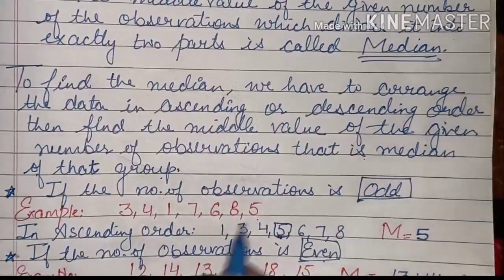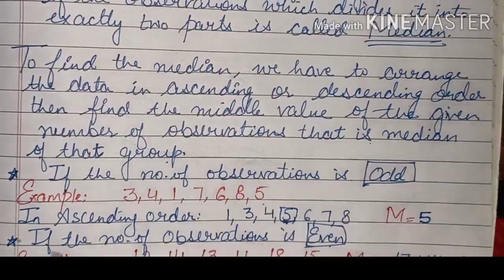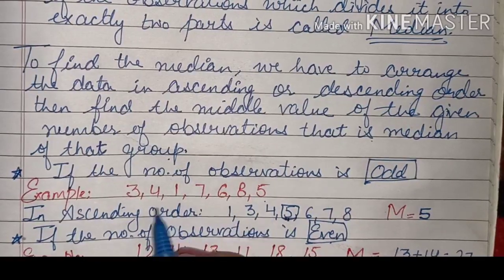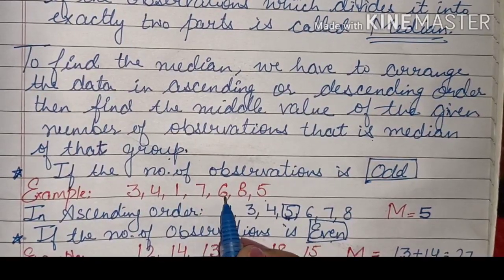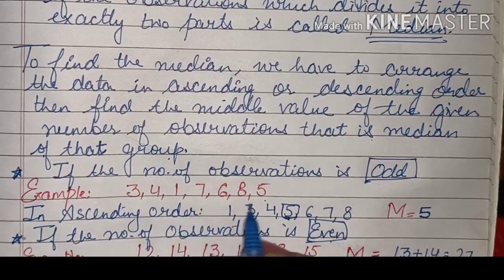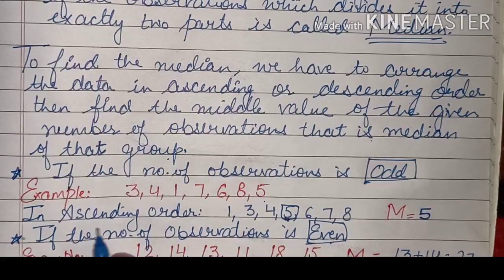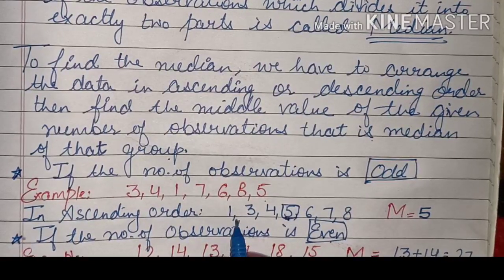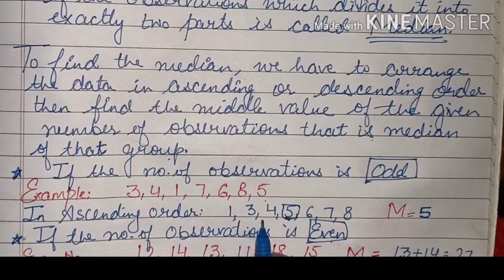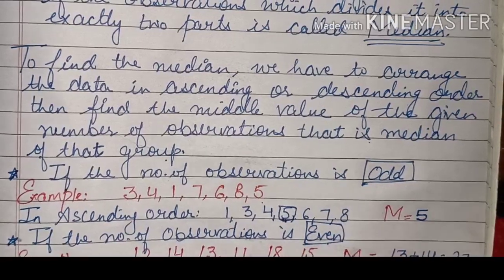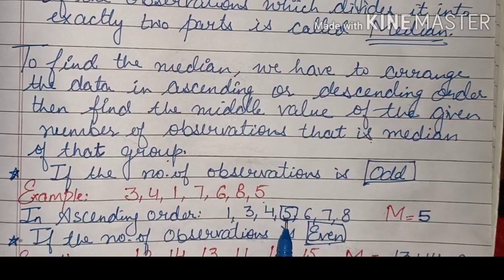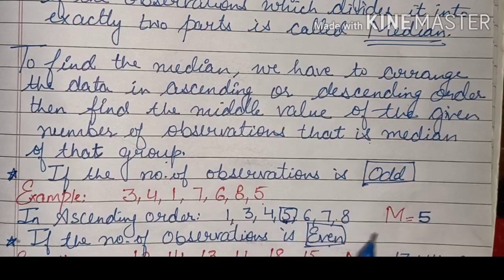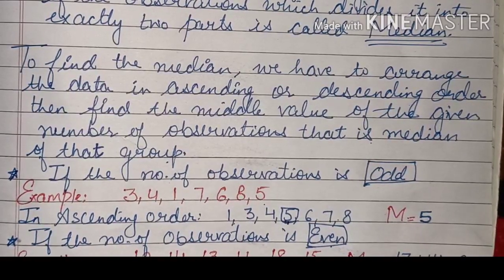If the number of observations is odd, see an example. Here observations are given, an odd number: 1, 2, 3, 4, 5, 6, 7 observations. First of all, we will arrange them in ascending order. So here we have arranged the data in ascending order. It is 1, 3, 4, 5, 6, 7 and 8. Here 5 is the middle value. Therefore, it will be the median. So we will write median is equal to 5.